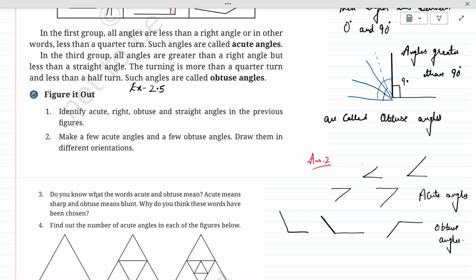Now, do you know what the words acute and obtuse mean? Acute means sharp and obtuse means blunt. Why do you think these words have been chosen? We can very well see in our figures, acute means sharp. So these angles give a sharp view of the picture, whereas these angles give us a dull view of the picture. So that's why they are called acute and obtuse. Okay, so this is a verbal-only question.